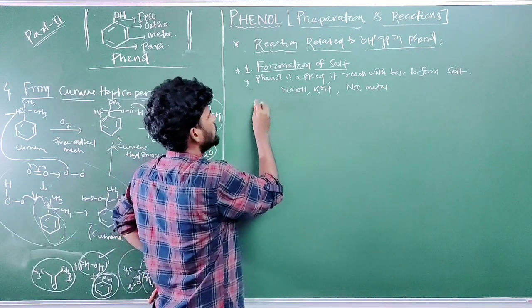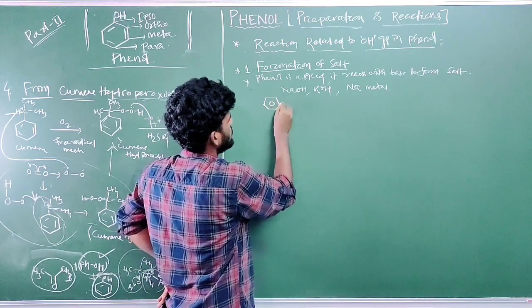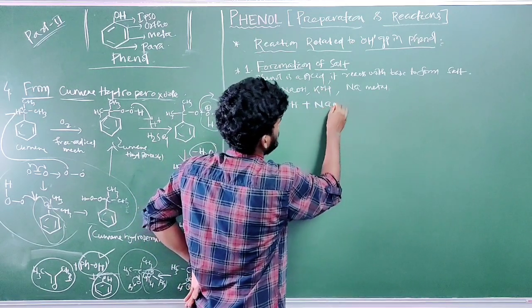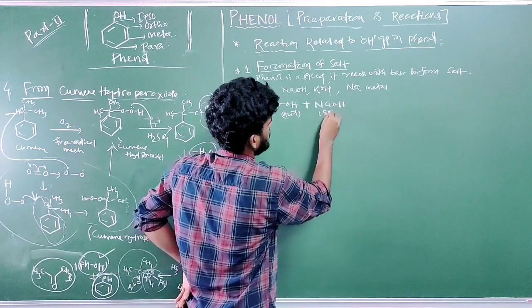Okay, these are the bases with which phenol reacts to form salt. So see the reactions. So the phenol structure, this is phenol. Okay, if you react this with sodium hydroxide, this is the acid and this is the base, what will it form?